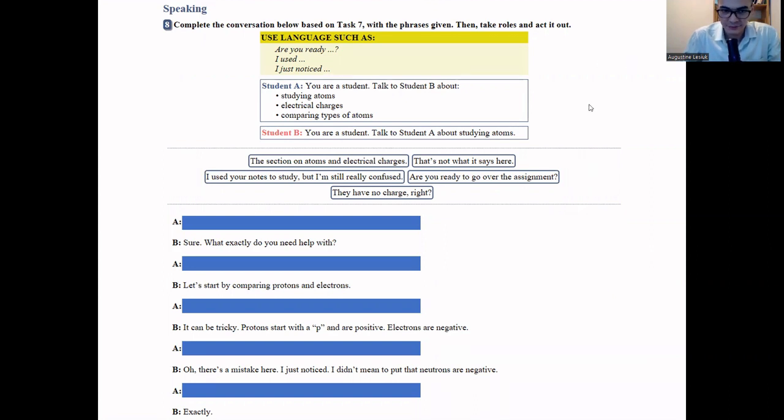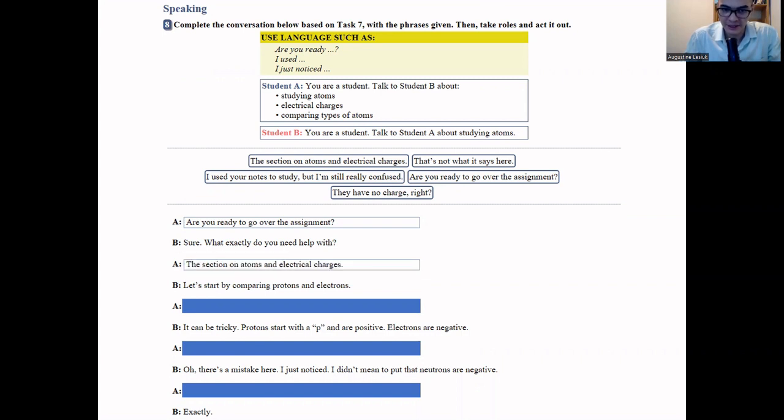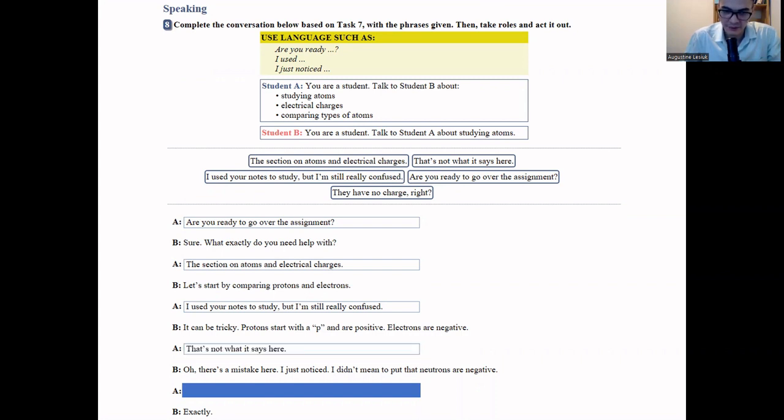Here's the conversation. Are you ready to go over the assignment? Sure. What exactly do you need help with? The section on atoms and electrical charges. Let's start by comparing protons and electrons. I used your notes to study, but I'm still really confused. It can be tricky. Protons start with a P and are positive. Electrons are negative. That's not what it says here.